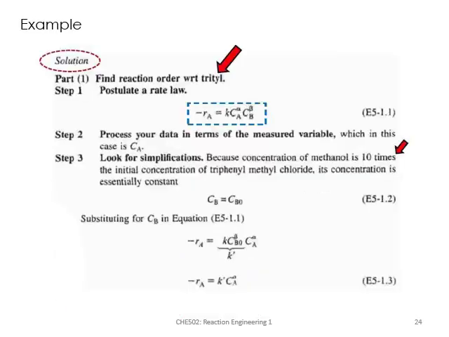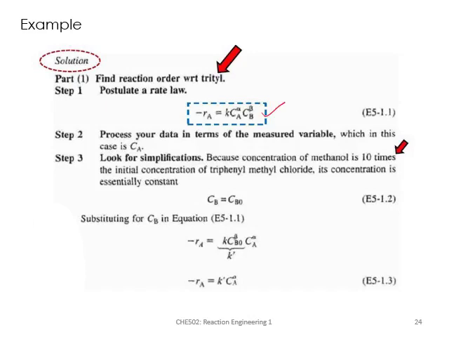Okay, this is the solution. First is step 1, this is the algorithm by Fogler. Postulate a rate law. So the initial guess is negative rA is equal to k CA^alpha CB^beta.